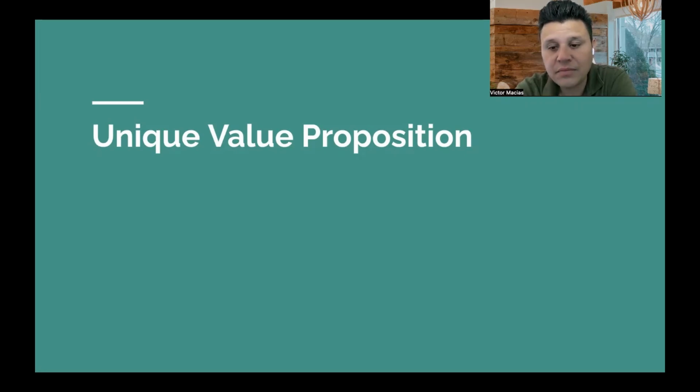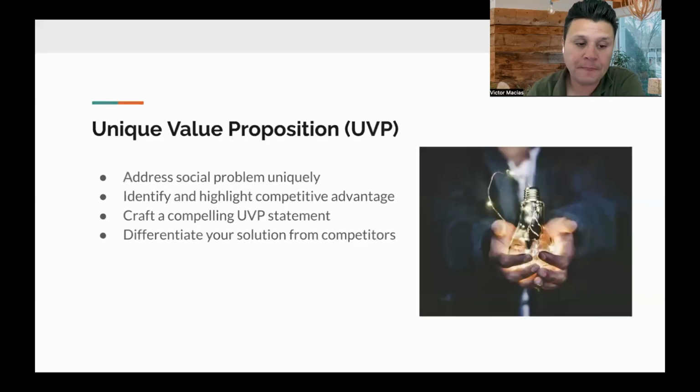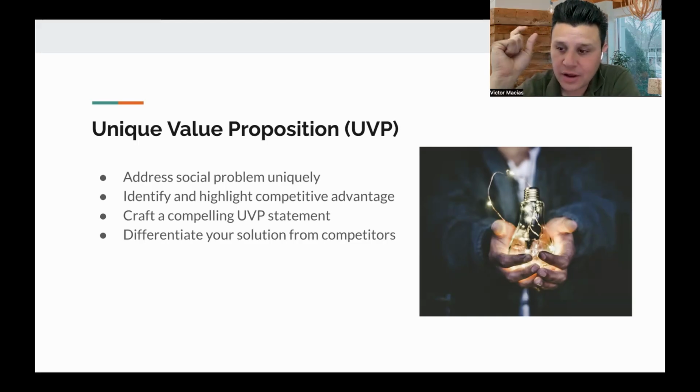But as an entrepreneur that's going to be successful, you really want to prioritize your UVP. So you're going to address your social problem uniquely. You're going to identify and highlight this competitive advantage. I'm going to help you create a UVP statement. So just like our North Star that we talked about in module 1, this is going to align us and let us know what makes us unique. And we're going to find out how to differentiate from competition, from competitors.